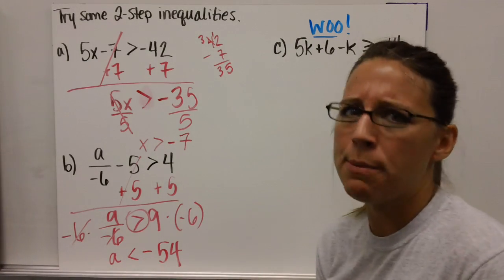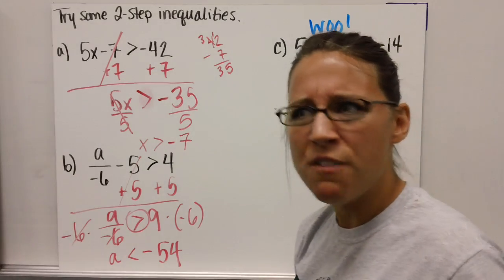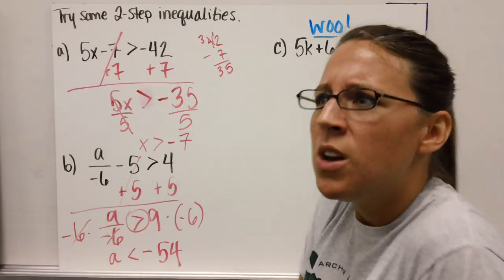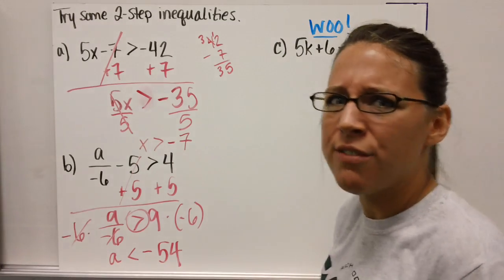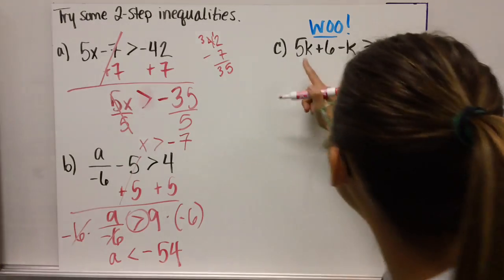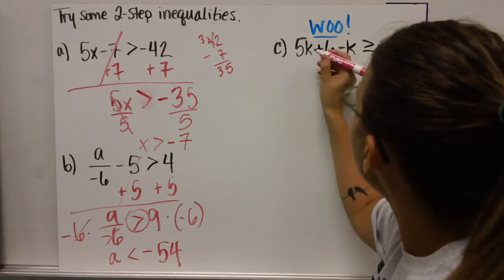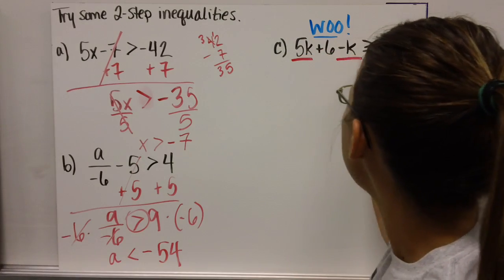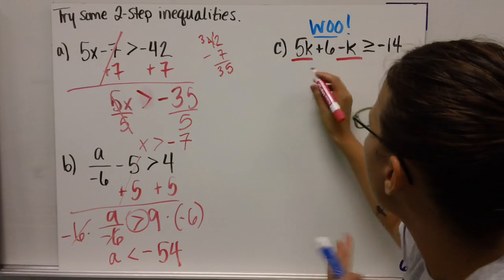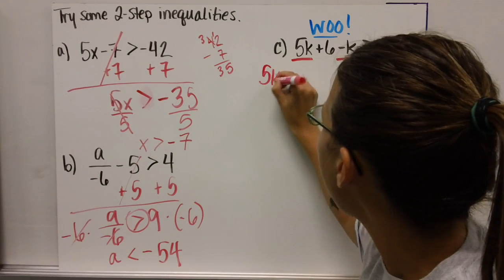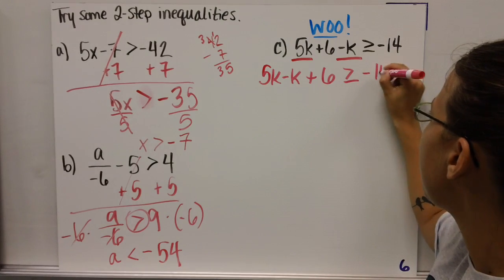Lastly, and I put woo, because there's more going on here. I said two-step inequalities. Well, this looks like a multi-step inequality. Better believe it. If you can do a multi-step equation, of course you can do a multi-step inequality. I have high expectations for all of you. You've got this. So remember, when you have like terms on the same side, you can combine them, and I immediately recognize I've got 5k minus k plus 6. And so if I rewrite this, 5k minus k plus 6 is greater than or equal to -14.